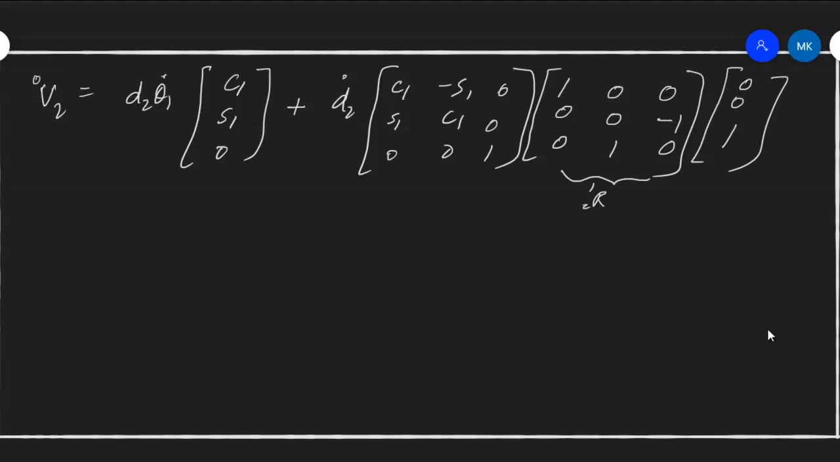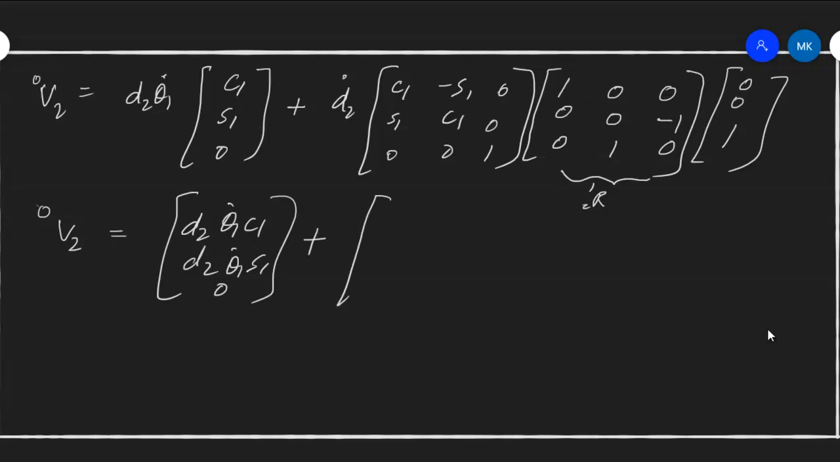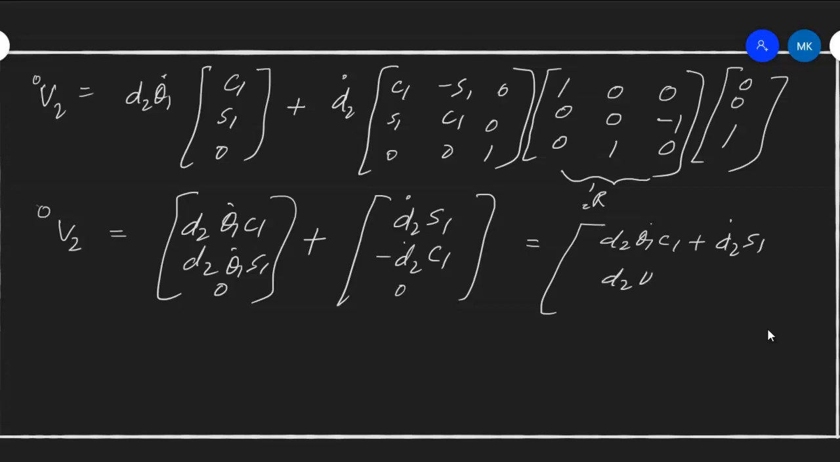So this will finally reduce to, I'll also oversimplify this, v2 in 0 will be equal to d2 theta 1 dot cos 1, d2 theta 1 dot sin 1, 0, plus this term, which finally reduces to d2 dot sin 1, minus d2 dot cos 1, and 0. Alright, so for v2, if we add these two, adding them would give us d2 theta 1 dot cos 1 plus d2 dot sin 1, then d2 theta 1 dot sin 1 minus d2 dot cos 1, and this will be 0. So we'll have x and y components only.